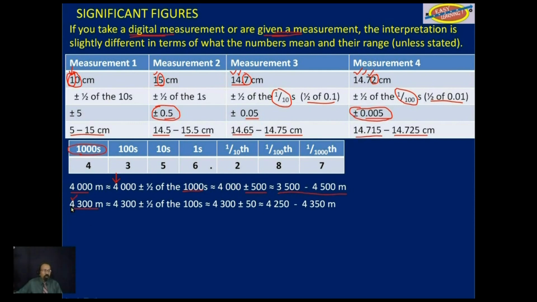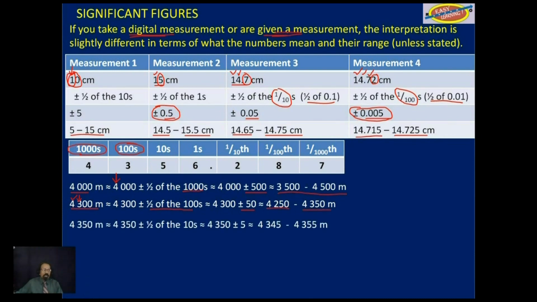If you say 4,300 meters, you have a slightly different situation. Now you're sure of the 4,000. It is more than 4,000, but it is less than 5,000. What you are not sure about is this 300. It's somewhere around 300. Now, since this 3 is in the hundreds position, we will take half of this position, not the 3, the position. And so half of the hundreds would be 50. So when you say 4,300 meters, you actually mean 4,300 plus or minus 50. And so if you subtract 50 from that and you add 50 to that, you will get 4,250 to 4,350.